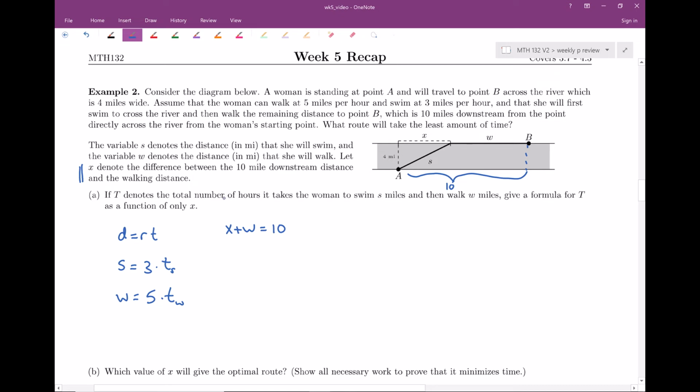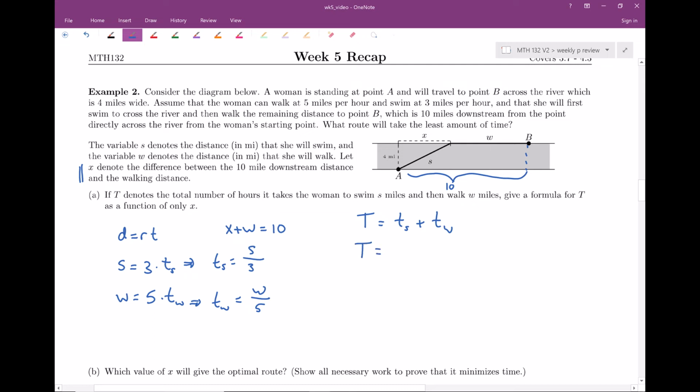T denotes the total number of hours that it would take the woman to swim and then walk all of these miles. And we want T as a function of only X. So T, the total time, is going to be equal to the swimming time plus the walking time. So the time that it takes her to swim plus the time that it takes her to walk. And so that tells me I want to rearrange these. I want to solve for T sub S, the swimming time. So T sub S is going to be equal to the swimming distance divided by 3. And the time that it takes her to walk is going to be equal to the walking distance, W, divided by 5.